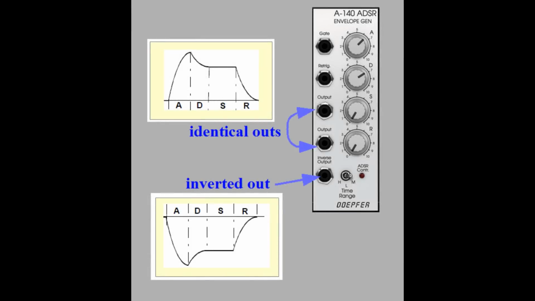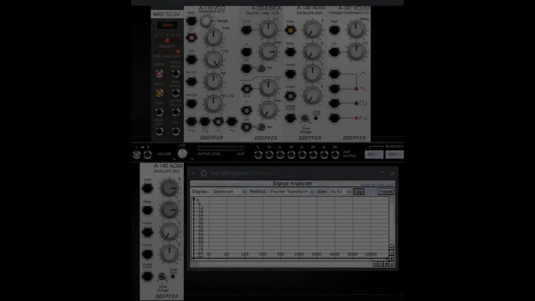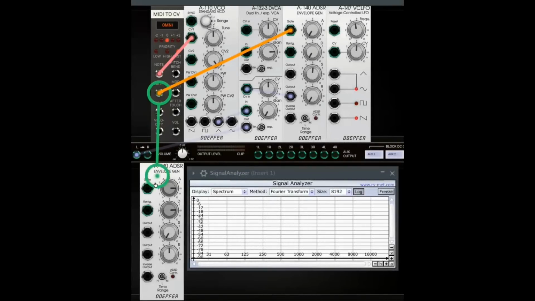Below the retrigger jack, there are two identical output jacks where you can take the envelope signal and lead it anywhere you want. The last jack is an output as well, but in inverted form. It's called inverse out. But don't misunderstand the meaning of inverted or inverse. It means indeed negative values.